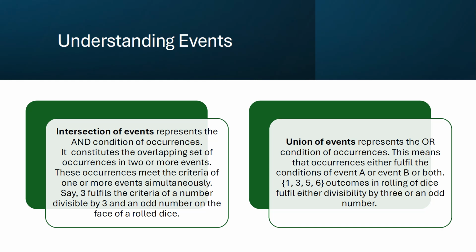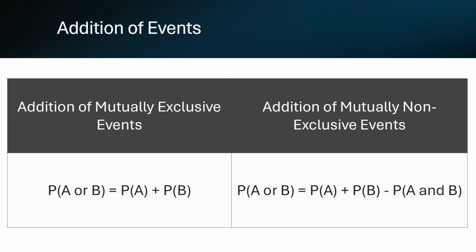Now with this we will work out the mathematics or the calculations involved in combining the outcomes of multiple events. So let's start with addition. When the events are mutually exclusive, a simple addition of the probability of event A and event B gives us the probability of event A or event B.